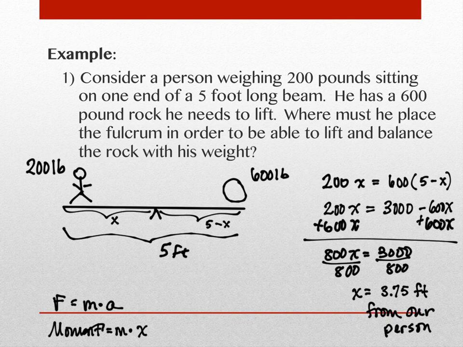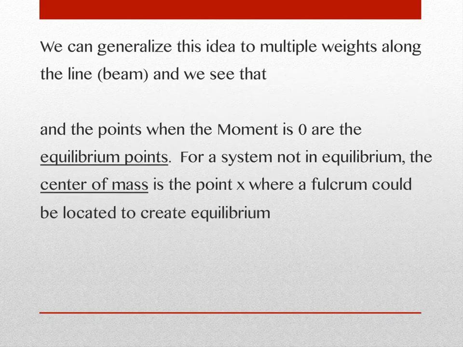All good? Okay, so let me preface what we're going to do for our activity. We can generalize this idea to multiple weights along a line. So we've got our beam, right? And we can put not just the guy and the rock, but we can add a little kid in the middle there somewhere, or we could add a bucket of paint. We could add different things along the teeter-totter, and we could still be looking for the exact same thing, that is the tipping point or the balancing point.